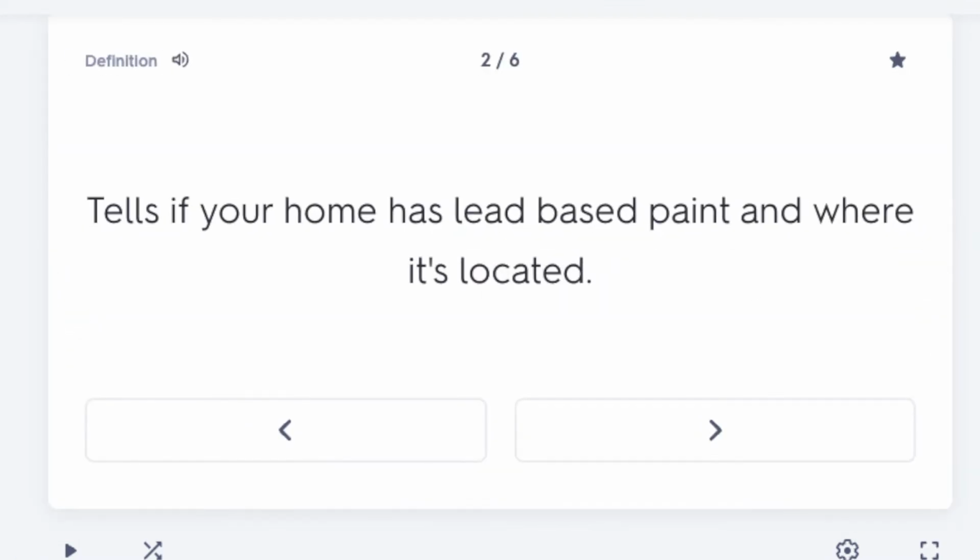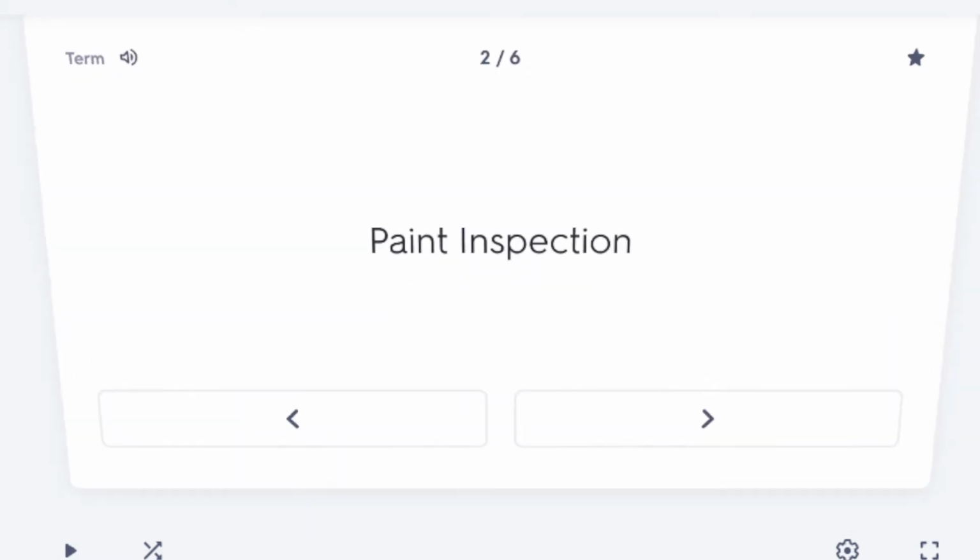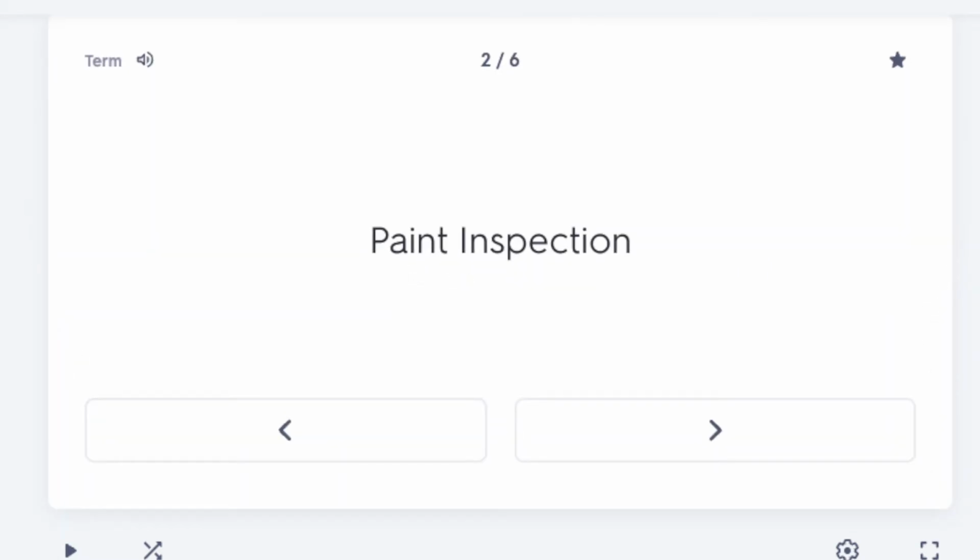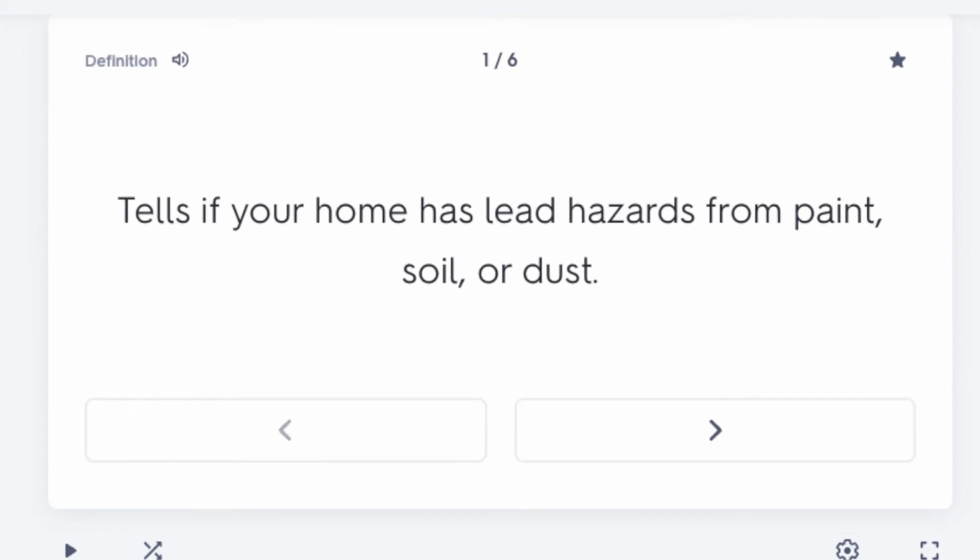And a paint inspection tells if your home has lead-based paint and where it's located. And then remember, the last one we had was risk assessment, and that tells if your home has lead hazards from paint, soil, or dust.